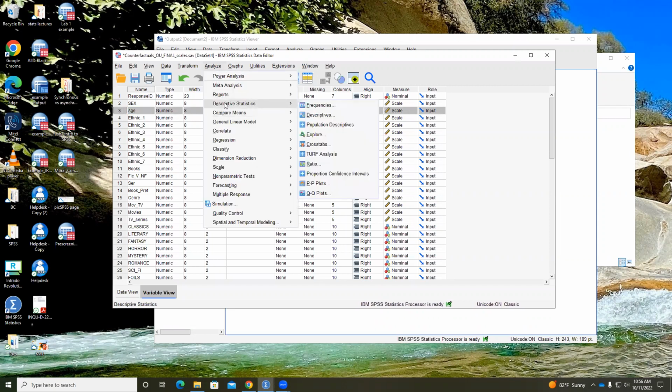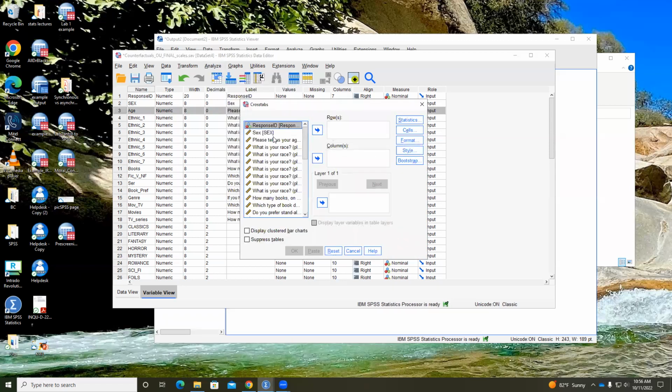Analyze, Descriptive Statistics, Crosstabs. Then we're going to put one variable in the rows field, put sex there. Remember, we can right click and select display variable names to be able to see more clearly, and fiction versus nonfiction in the column field.